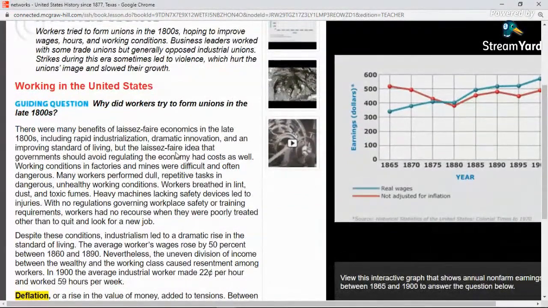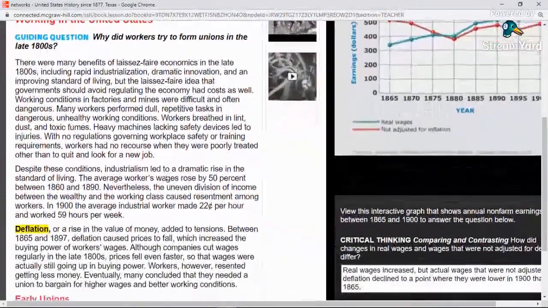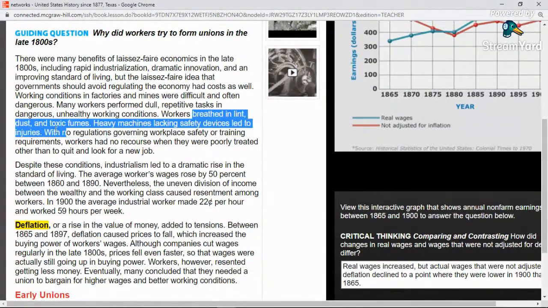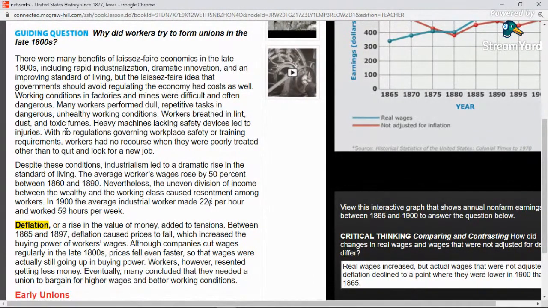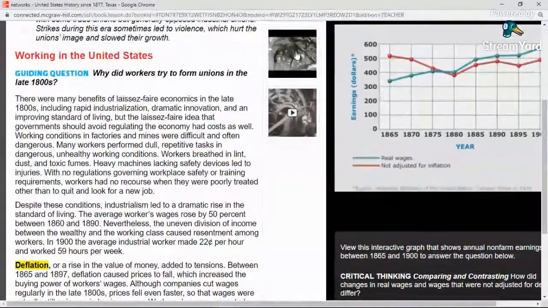But what about the workers? Remember, we said that a worker is an operating cost, which companies try to keep low. So sometimes workers were not treated so well. Working in factories is very difficult and dangerous. Their jobs were repetitive, they were unhealthy, they would breathe in lint dust and toxic fumes, and there was no regulation in government saying what workers could do.